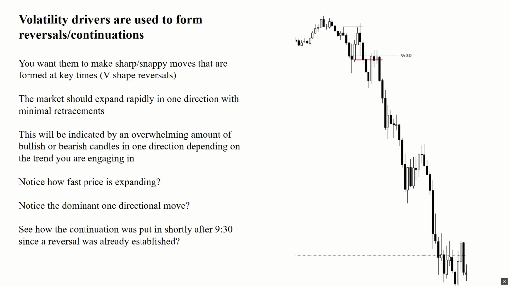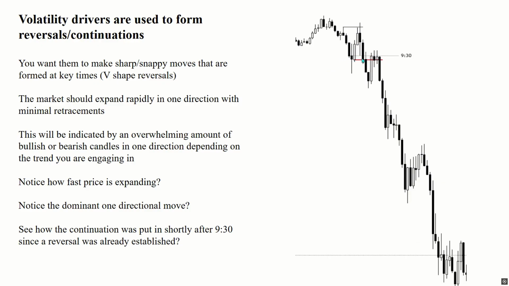Notice the dominant one-directional move. See how the continuation was put in shortly after 9:30, since a reversal was already established. And again, that's a little more advanced, but in this case, we already had a potential protected high. Price just had one more stop hunt, and I trusted this because of the higher time frame. In this case, you can't see that just because this is the lower time frame. But short little stop run, V-shaped reversal, expansion met with expansion, continuation signature put in quickly. That's what you want to be seeing.